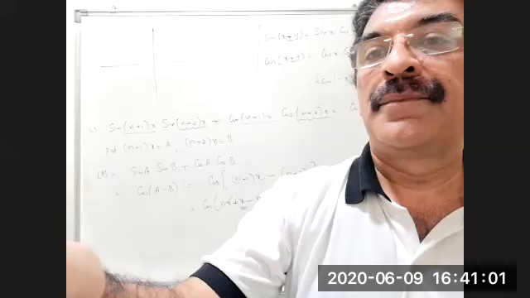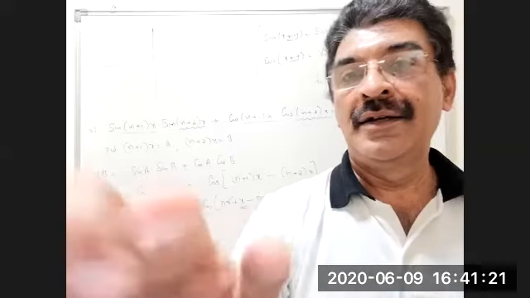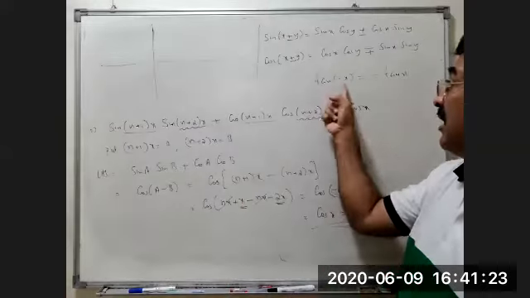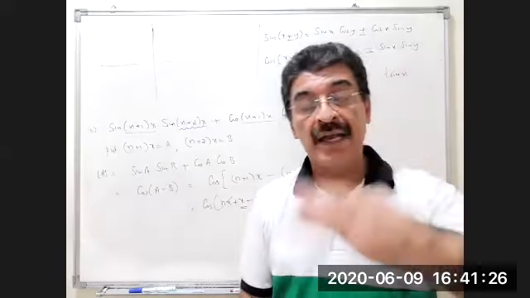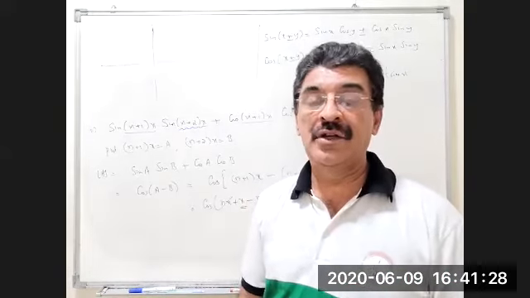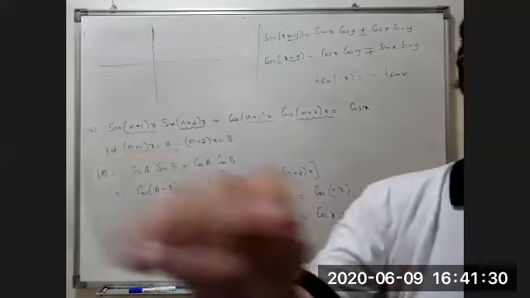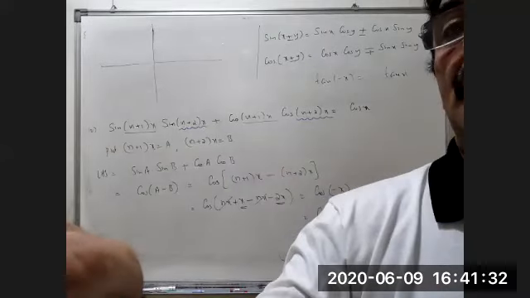Now you said cos minus x is not minus cos x. Cos minus x is cos x only. Who said cos minus x is minus cos x? I didn't say that. Tan minus x is minus tan x. Sin minus x is minus sin x. Cos minus x is cos x only. Any other doubt?